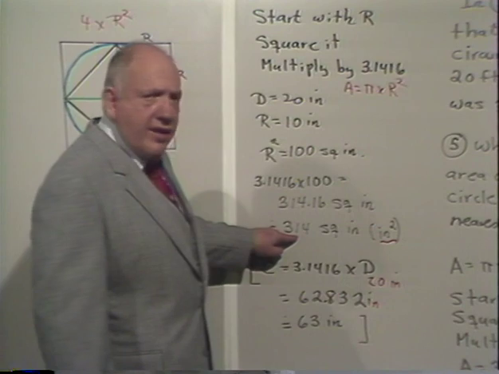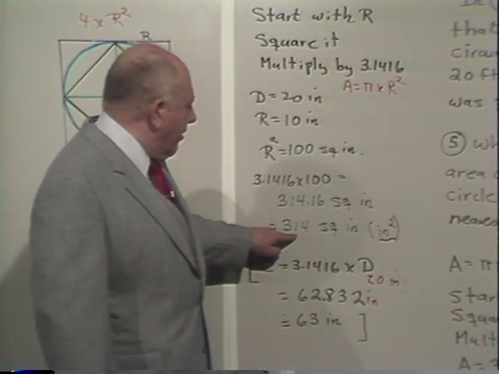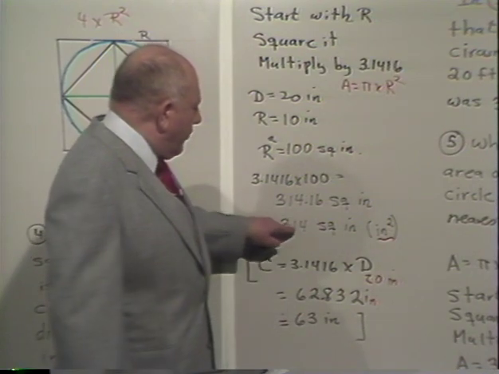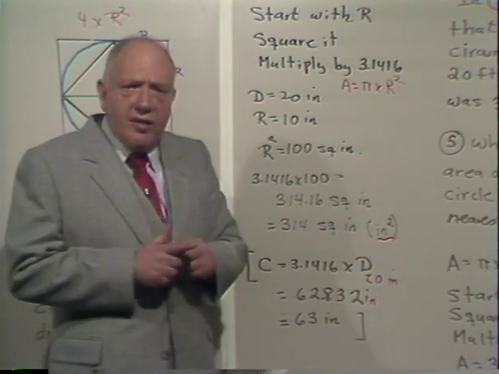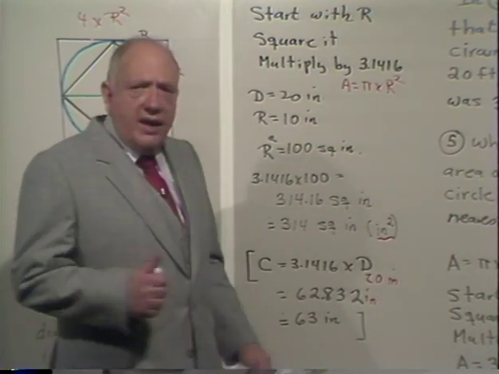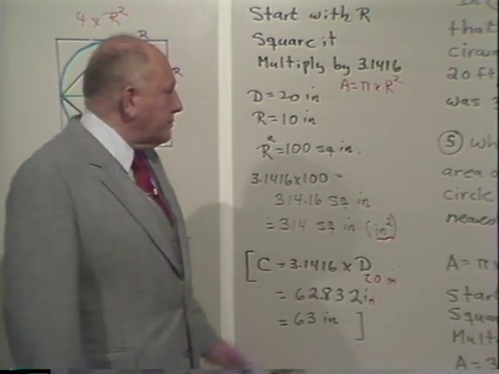Measure the amount of space inside. See if it doesn't come out to be about 314 square inches. And what that means is, if you took 314 one-inch squares and rearranged them and sliced them up properly, they would fit snugly inside the circle, okay?